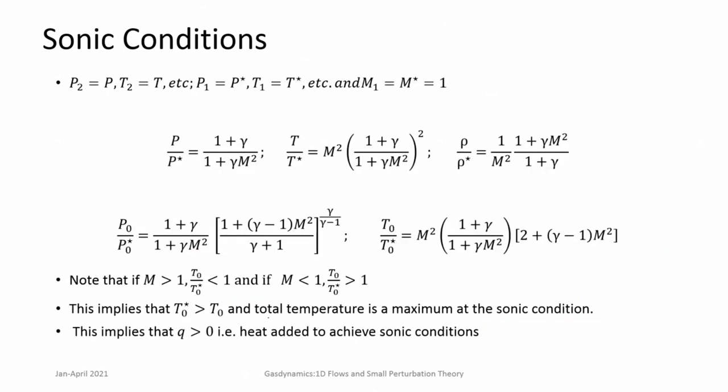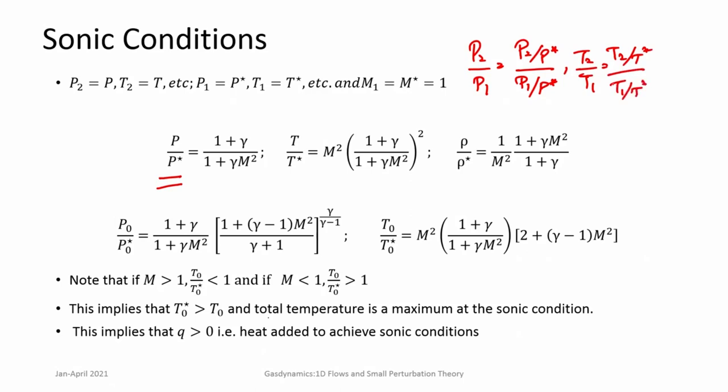So how do we evaluate it? Take the Rayleigh flow equations that you have already found, which are P2 by P1, T2 by T1, rho 2 by rho 1, and in them you substitute P2 equal to P, T2 equal to T, P1 equal to P star, and T1 equal to T star. Then, with M1 equal to 1, we get P by P star as 1 plus gamma by 1 plus gamma M square, and similarly T by T star and rho by rho star. So if you want to express P2 by P1, it can be represented as P2 by P star divided by P1 by P star, where P star is the same for a Rayleigh curve. Similarly, T2 by T1 is T2 by T star divided by T1 by T star.